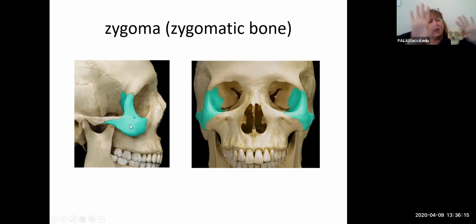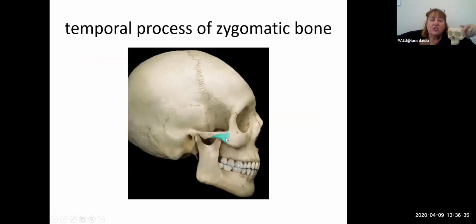And when you look at it, it kind of has projections going in three directions, going superiorly to meet the frontal bone, and then going medially to meet with this bone, which we'll learn shortly, and it also has a posterior projection, which we are going to learn about. And that posterior projection is called the temporal process of the zygomatic bone, okay? So from the zygoma, we have a temporal process.